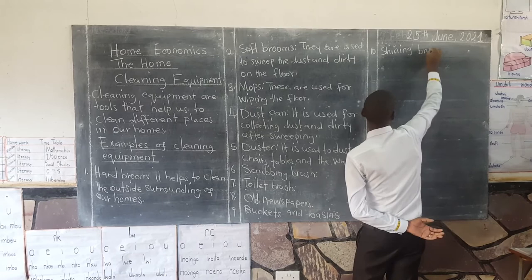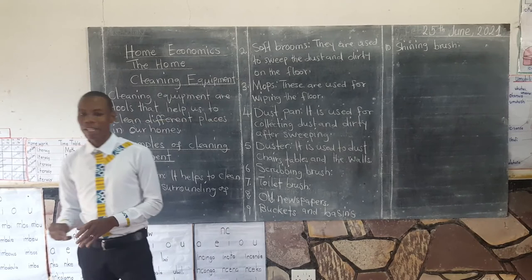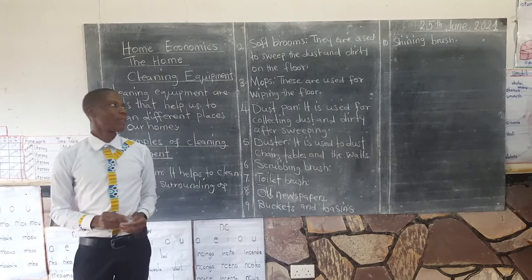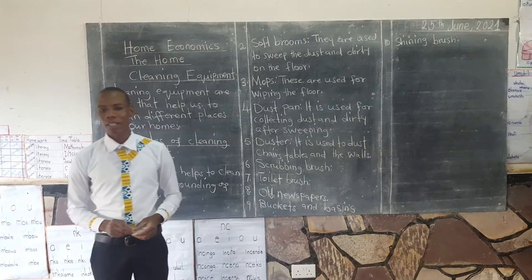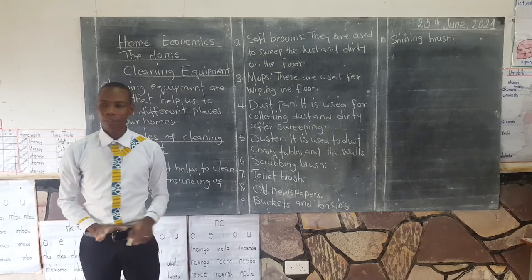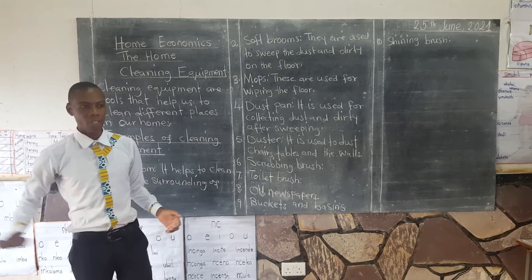A shining brush. Well, if you live in a home that has just a cement floor, no tiles, you are likely to have seen a shining brush. A shining brush is used to polish the floor. This is usually used after you apply cobra on the floor, then after some time, you use your shining brush to ensure that you polish the floor so that it can be shining.